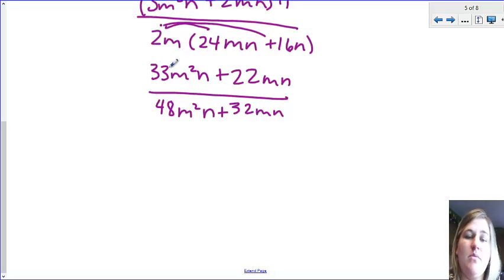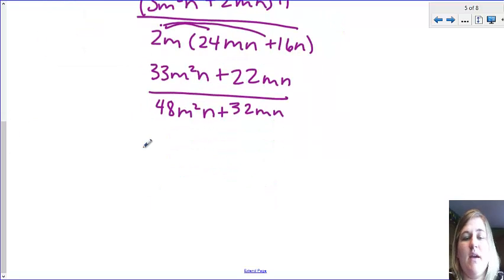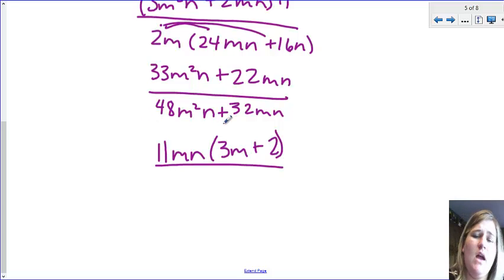So on top I can obviously factor out that. Let me look back at what my original was to make this more complicated too. On top I can take out 11mn because I have m squared and m, so I can take an m out of both and n out of both. So I'm left with 3m plus 2, that's it there. On the bottom I can take out 8, 16 from both.